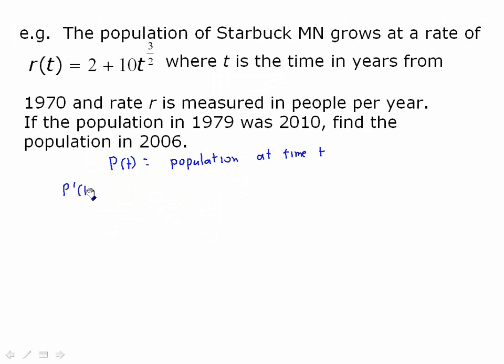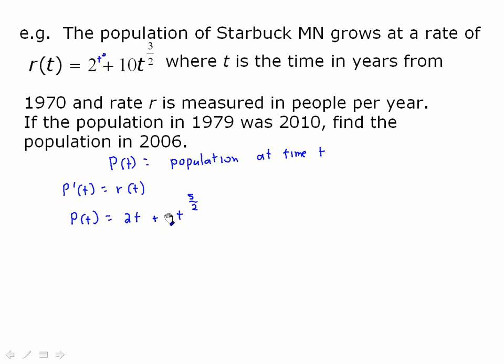Also, this should make sense. P prime at t, the derivative of the population function, is equal to the rate of growth function, r at t. So it means we need to find the antiderivative of the function. So P at t would be the antiderivative of r at t. So we take that equation and get 2t. Remember this is like t to the 0 if you thought of it in those terms. And then the next one would be plus, do the exponent first, t to the 5 over 2, so add on 2 over 2.